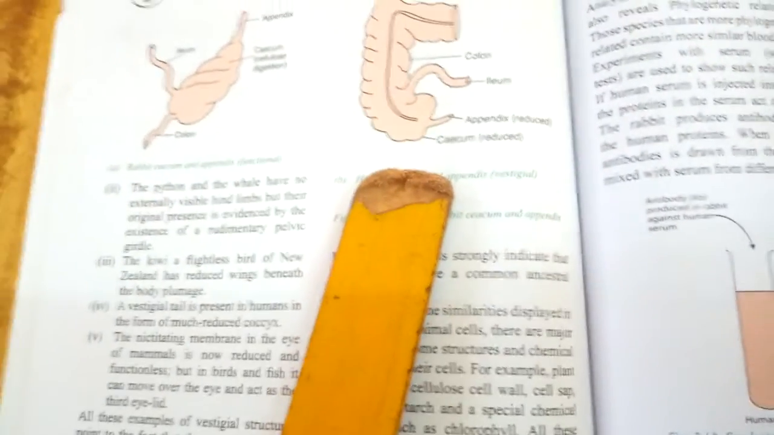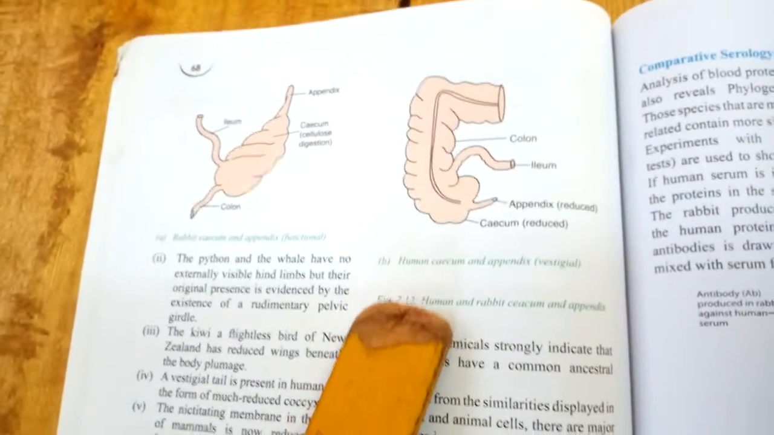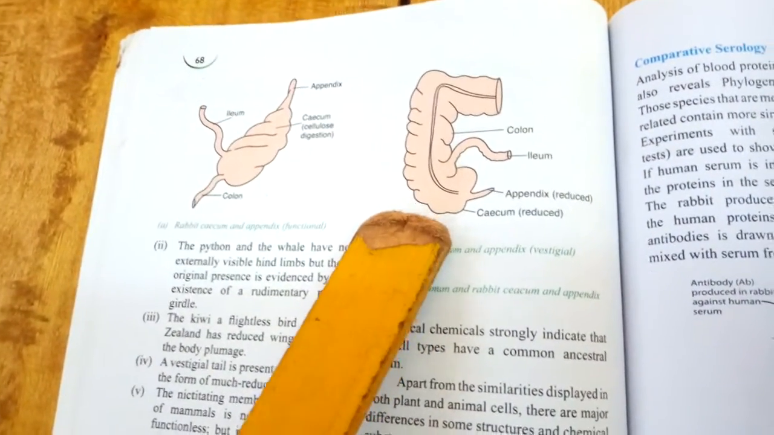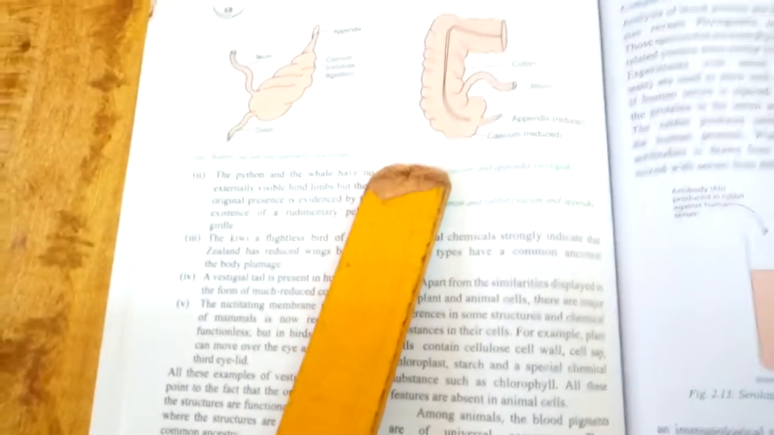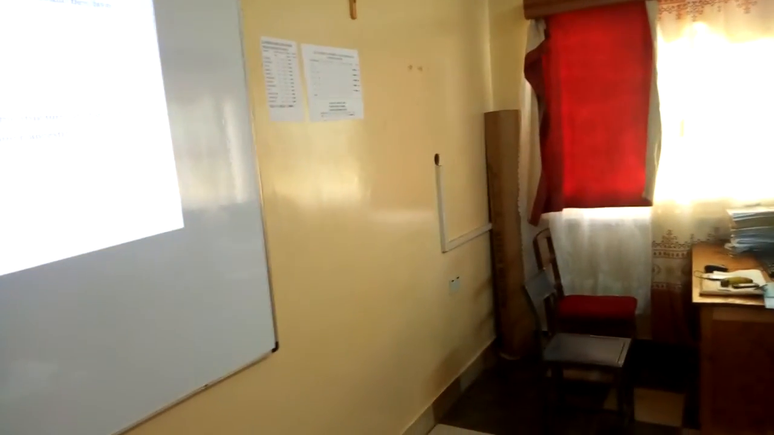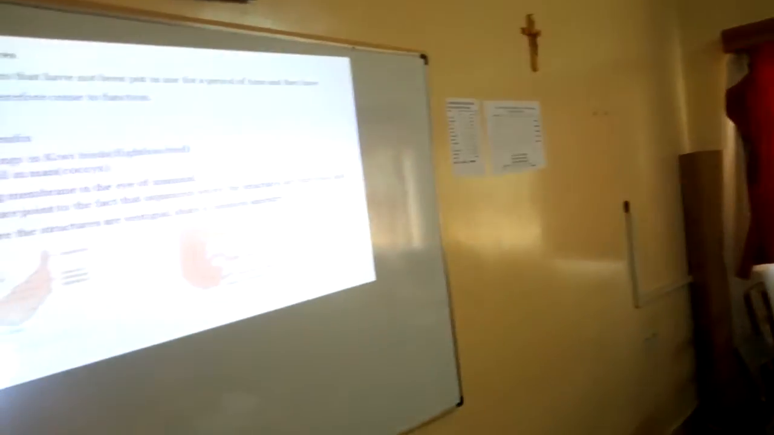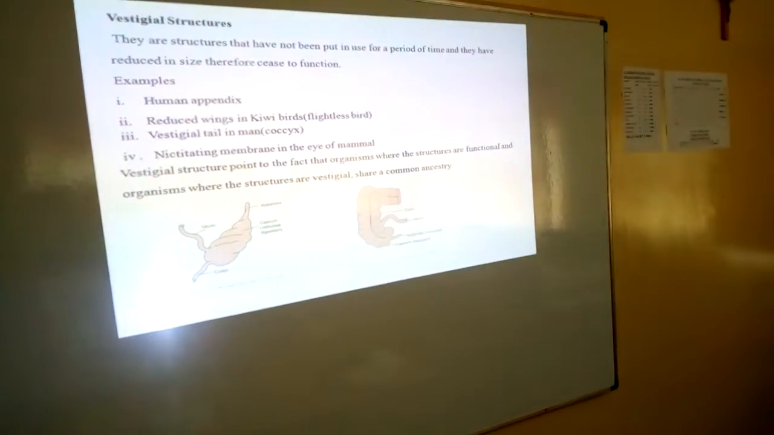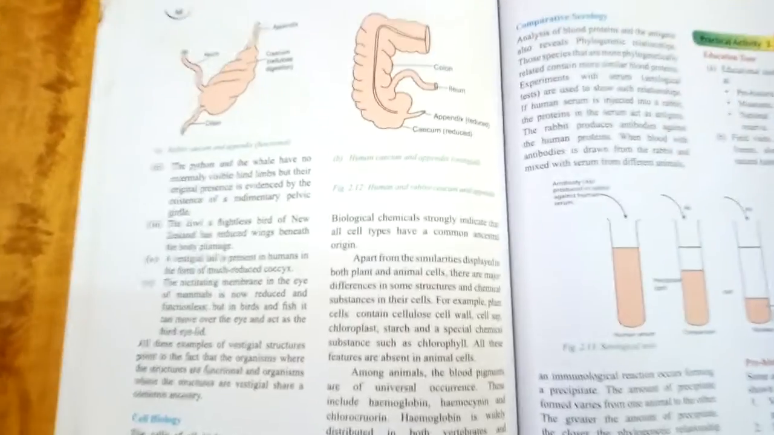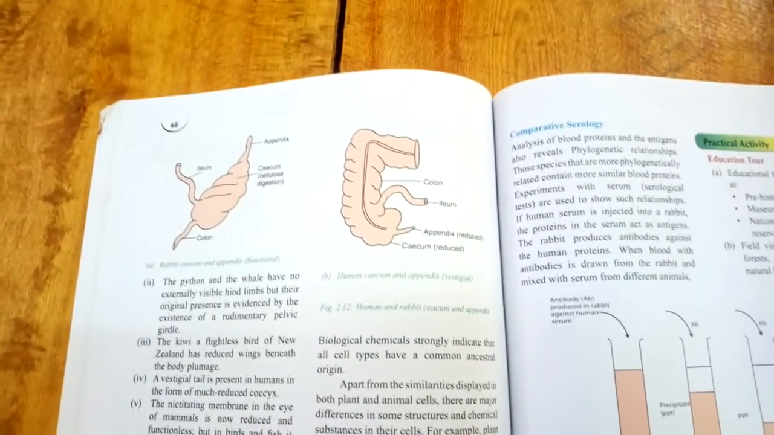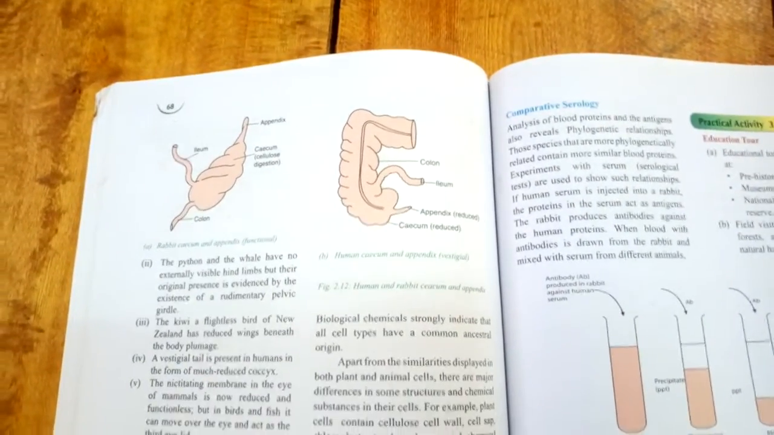On the contrary, we have the appendix of the rabbit. A rabbit is a herbivore, and being a herbivore, the appendix and the caecum contain bacteria which secrete the enzyme cellulase, and that enzyme digests cellulose in grass to glucose and amino acid. So that one has a significant role, but in human beings it does not have a significant role, and that is an example of a vestigial structure.